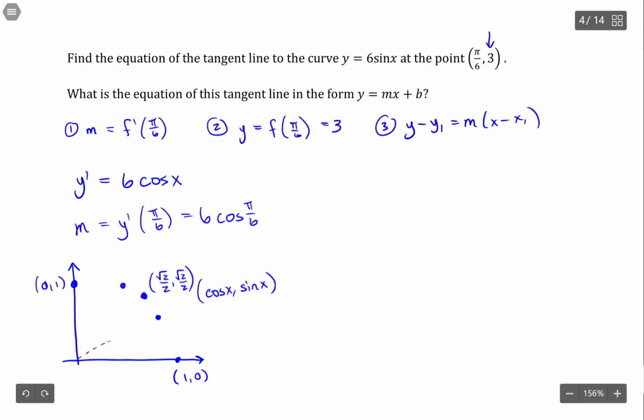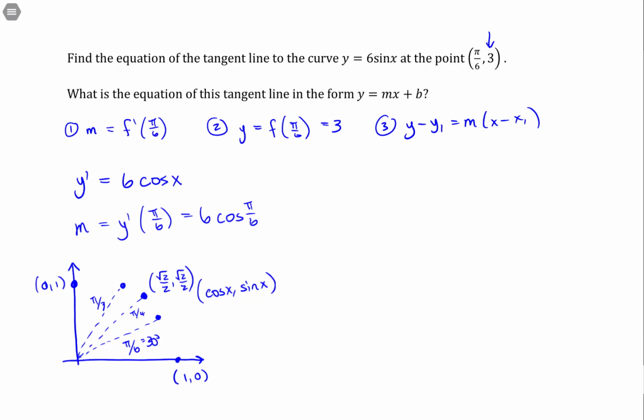So this angle measure is your 30 degree, which is pi over 6. This angle measure is, of course, pi over 4. And then this angle measure here is pi over 3, which is the 60 degree. And if you can't remember those, just think of pi as 180. So 180 over 6 is 30. 180 over 4 is 45. 180 over 3 is 60. So that's an easy way of getting them.